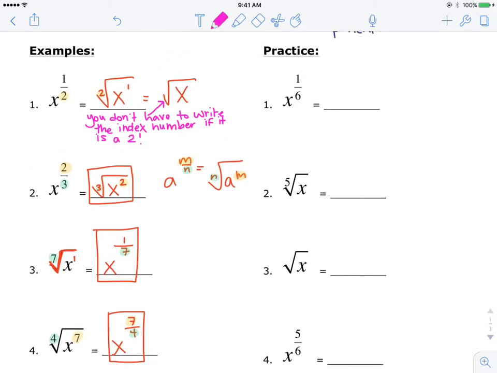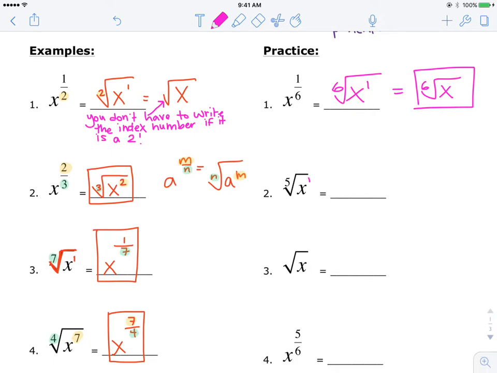If you want to do them, pause the video now, and then go ahead and watch it after you've done these, all right? All right, so your answers here are going to be 6 for my index, x to the power of 1. We don't really have to write the 1, right? I don't know why I wrote it again. So this is my answer.